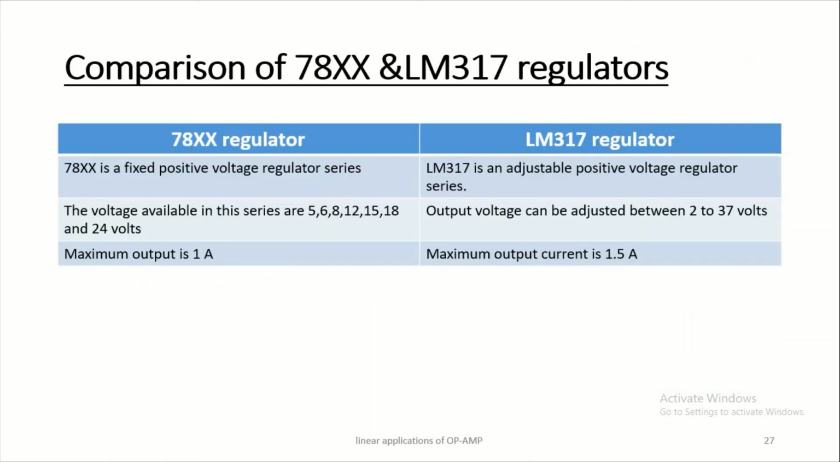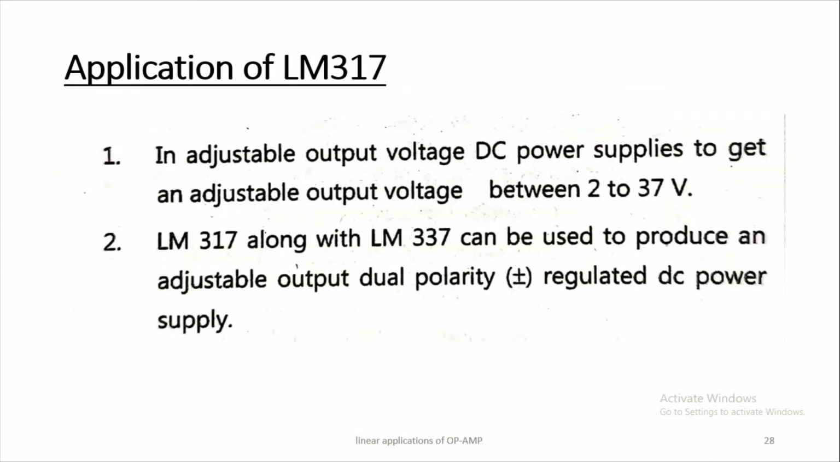Now the comparison of 78xx and LM317 regulators. The 78xx is a fixed positive voltage regulator series, but LM317 is an adjustable positive voltage regulator series. The voltages available in the 78xx series are 5, 6, 8, 12, 15, 18 and 24. In LM317, the output voltage can be adjusted between 2 and 37 volt. The maximum output current for the 78xx regulator is 1 ampere, but LM317 has a maximum output current of 1.5 ampere.